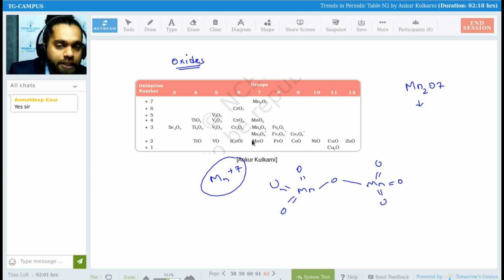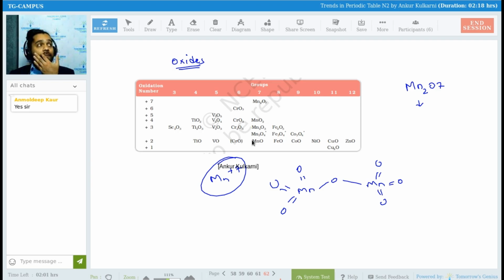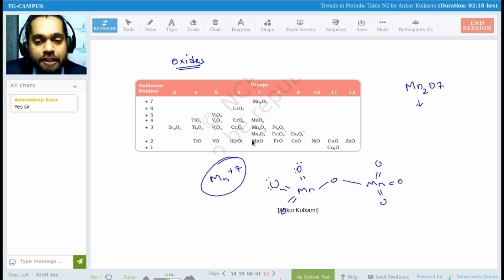So this +7 oxidation state can be stabilized with the help of oxygen, because oxygen has lone pairs everywhere. Hence, yes, it can go up to +7. But that is not the case with fluorine.